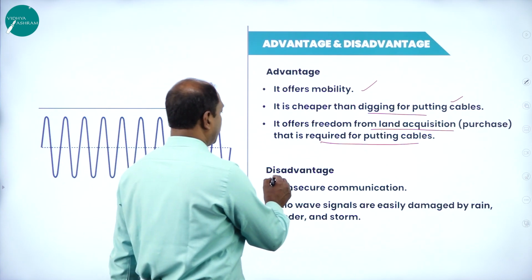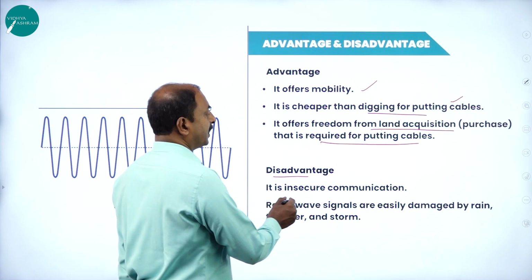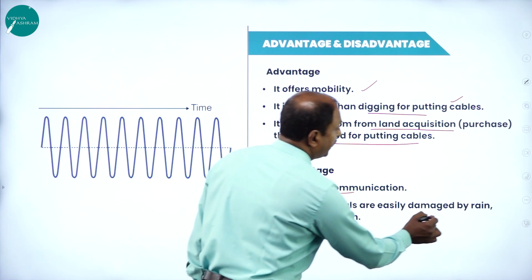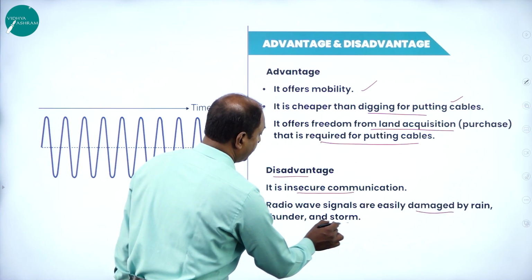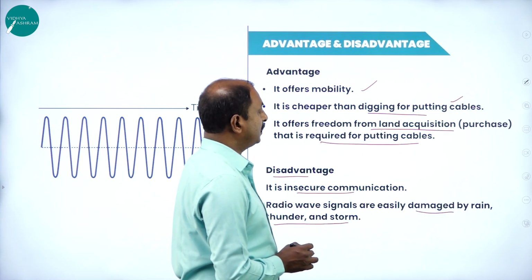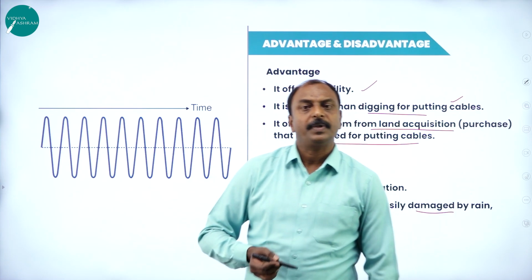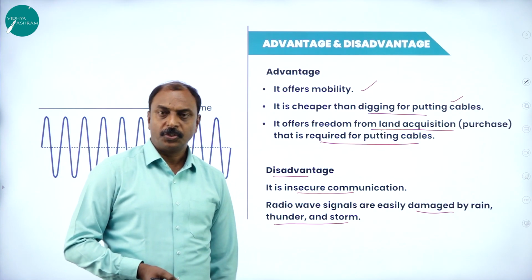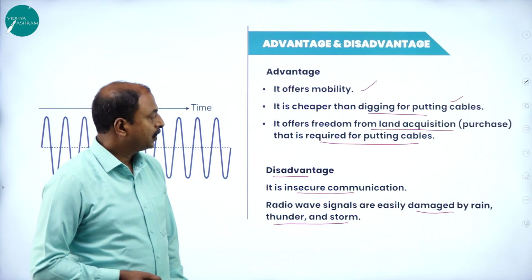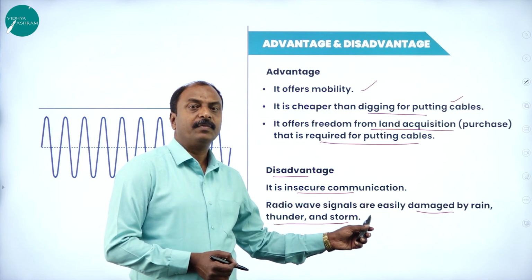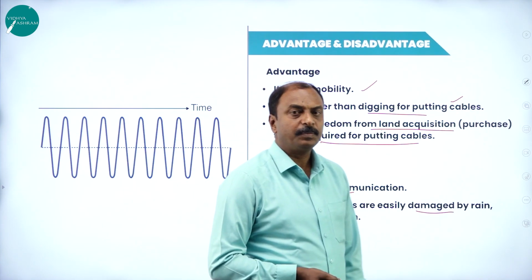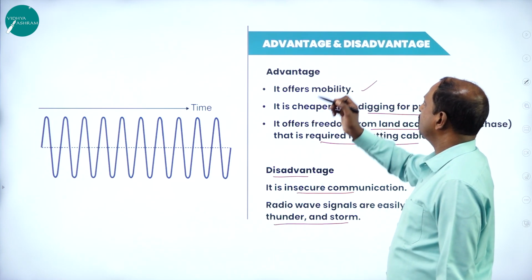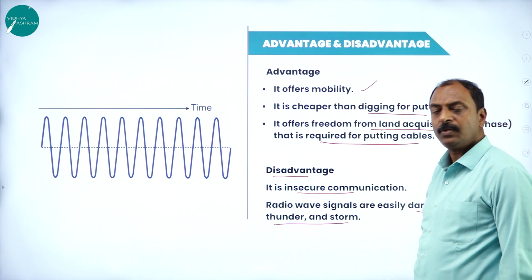The disadvantage is that it is insecure communication and its signals are easily damaged by rain, thunder and storm. This is normally what we have experienced in many of the radio stations. If the weather condition is not good or the weather is bad, we may not get the relay properly. Even it happens in our TV transmission as well as in radio transmission. So these are the advantages and disadvantages of radio wave transmission.